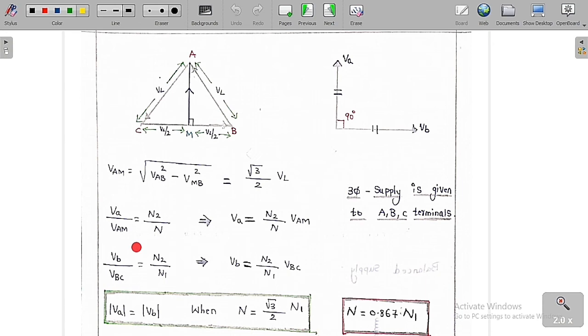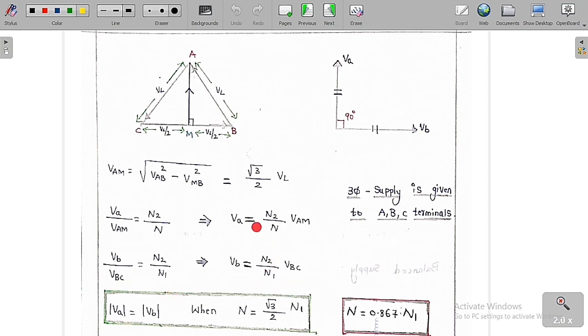For the secondary voltage, VA by VAM is equal to N2 by N, where N is the number of turns of the primary winding of this Teaser transformer. So VA is equal to N2 by N into VAM. Similarly, VB by VBC is equal to N2 by N1, because the total turns on the primary of the main transformer is N1. Therefore, VB is equal to N2 by N1 into VBC.